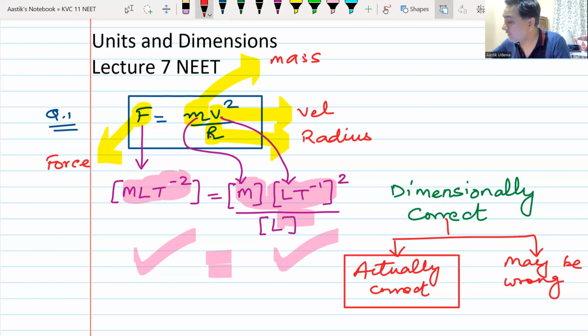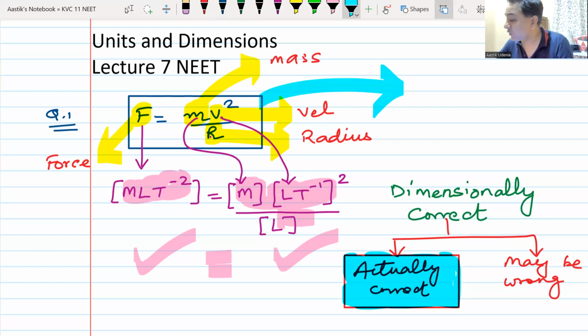Now, how do I know this? Because I know that this is correct. To find out whether an equation is actually correct or not, you have to actually know the equation. This is basically the equation of something known as centripetal force. Have you heard this term, centripetal?